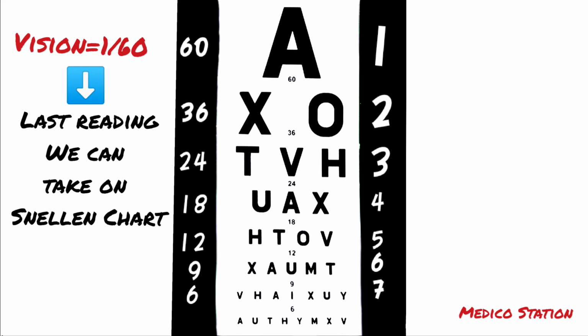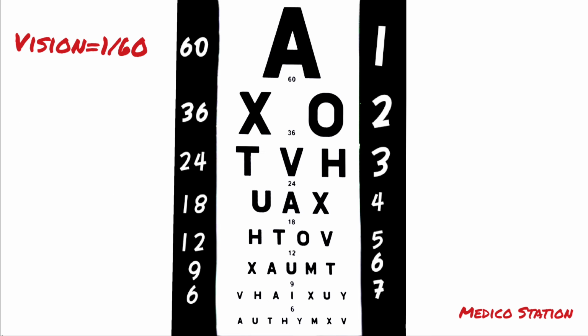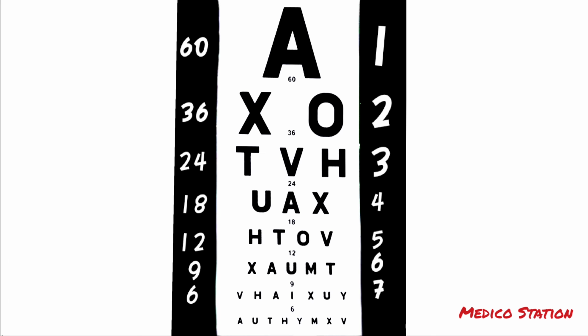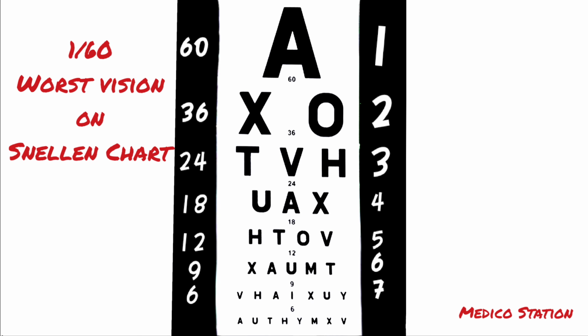That's the last reading we can take on Snellen's chart, that is 1 by 60. This means that a normal person could have seen this alphabet from a distance of 60 meter, but our patient can see it from a distance of 1 meter. So the best vision on Snellen's chart is 6 by 6, and the worst vision is 1 by 60.